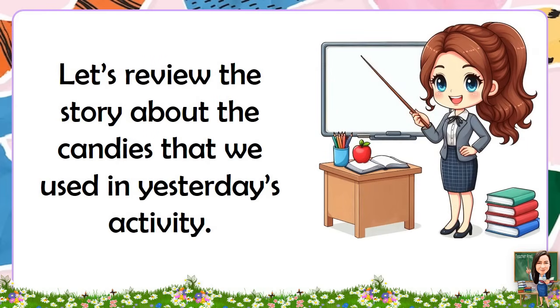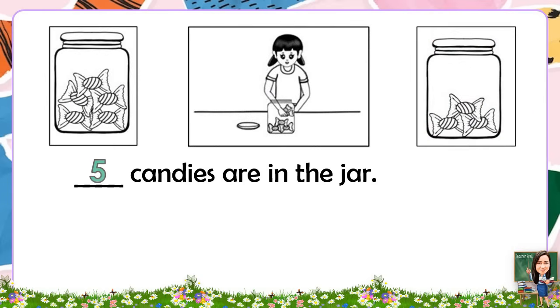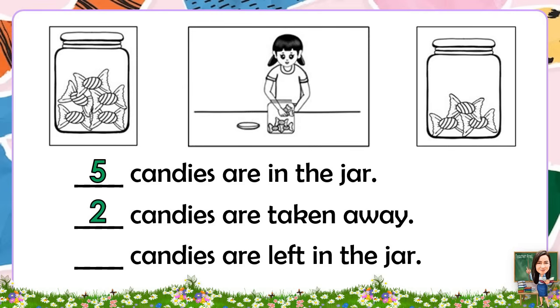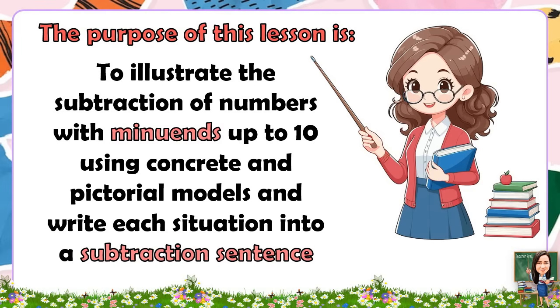Let's review the story about the candies that we used in yesterday's activity. In illustration 1, 5 candies are in the jar. Second illustration, 2 candies are taken away. And third illustration, 3 candies are left in the jar. The purpose of this lesson is to illustrate the subtraction of numbers with minuends up to 10 using concrete and pictorial models, and write each situation in a subtraction sentence.